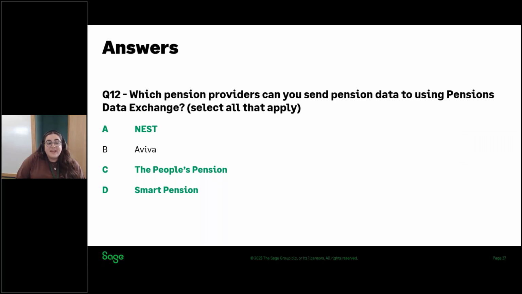Perfect. So if you said Nest, the People's Pension and Smart Pensions, you would be correct. They are the three compatible providers when you're using Pensions Data Exchange. Don't worry if you are with another provider though, we do have other ways of sending your pension data, including exporting CSV files too. So it is Nest, the People's Pension and Smart Pensions. So well done everyone. That was your 4 questions for round number 3.